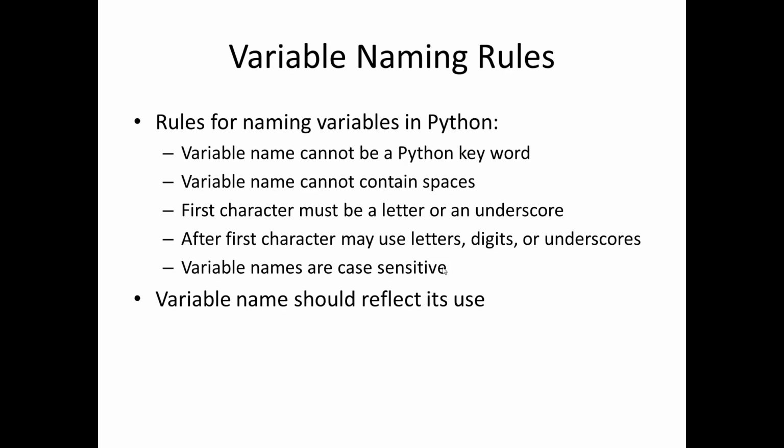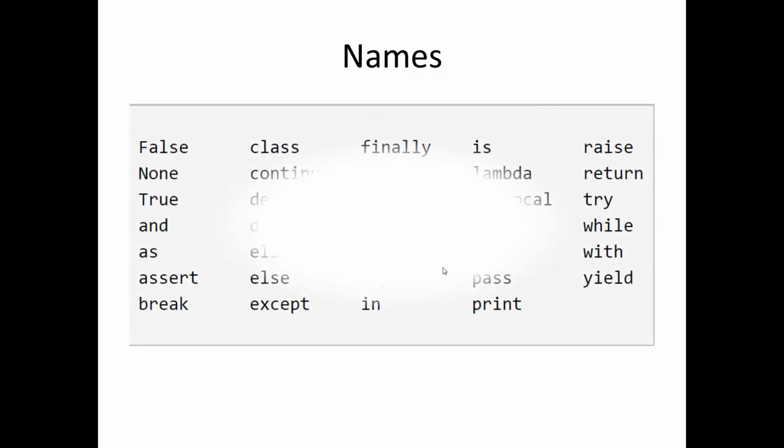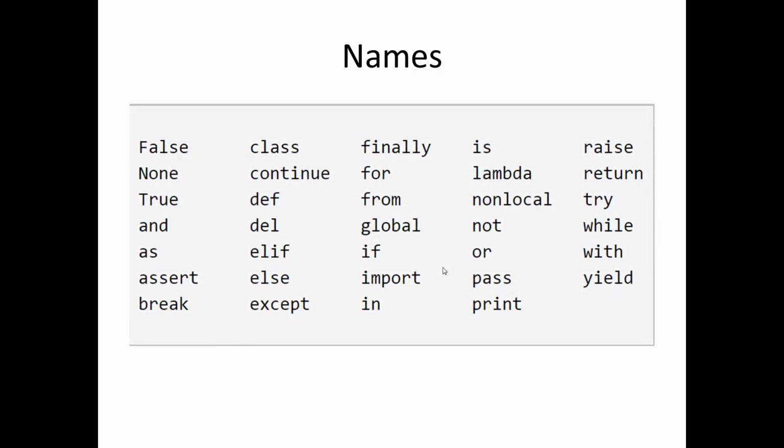Also, it's good practice for variable names to reflect their use. If you're storing a value in a variable that will hold the results for some payroll calculation, that variable name should be perhaps payroll underscore value, or something related to the calculation. Other rules surrounding names are that, once again, keywords are not allowed. You'll notice the print keyword and a number of others that you'll learn as you progress in Python cannot be used as variable names.